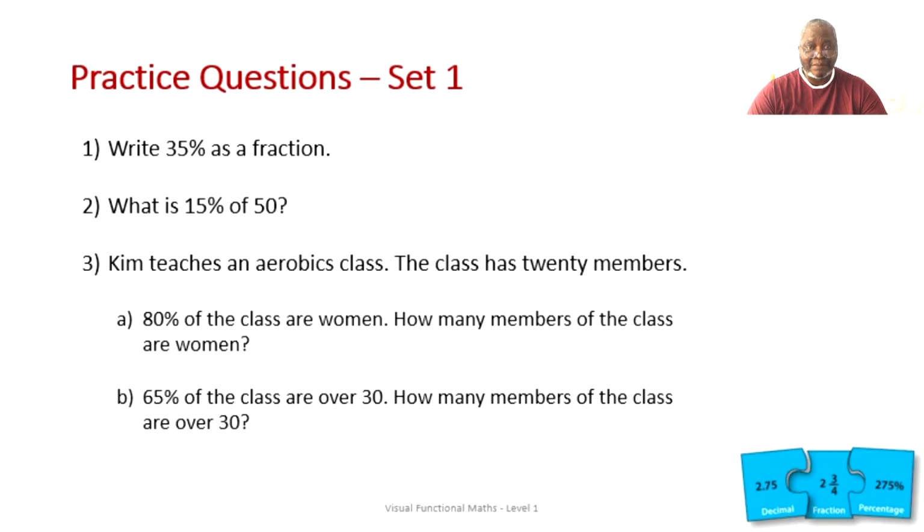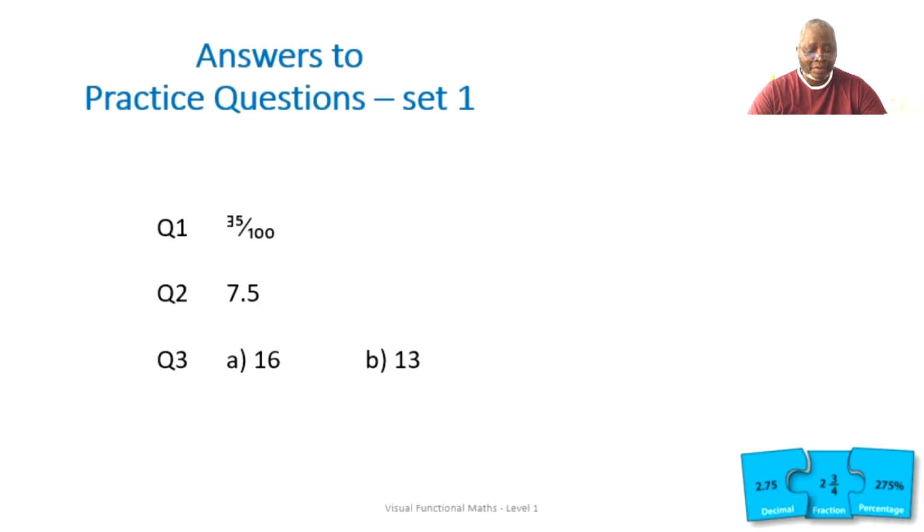Question 3, which is an exam type question, says Kim teaches an aerobic class. The class has 20 members. A. 80% of the class are women. How many members of the class are women? B. 65% of the class are over 30 years old. That's what it means by over 30. How many members of the class are over 30? And that is your answer.